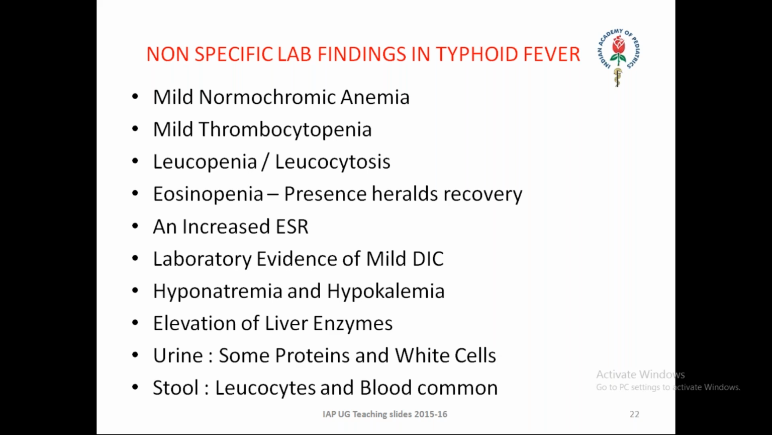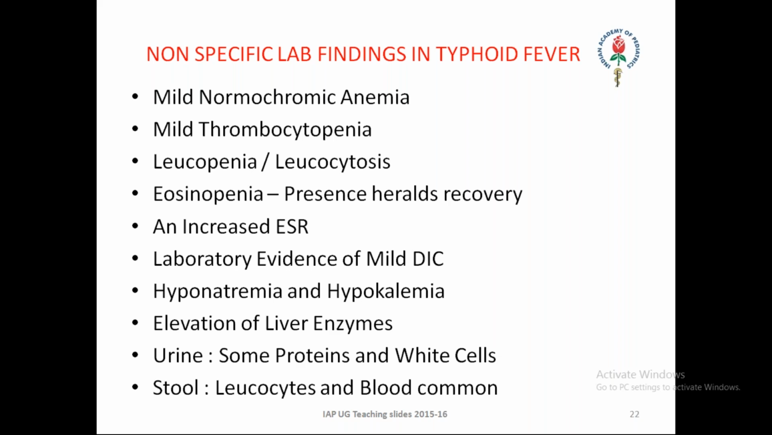Laboratory evidence of mild DIC, hyponatremia and hypokalemia may be present, elevation of the liver enzymes, and urine may show some proteins and white cells, stool leukocytes, and blood. So mild DIC is a feature of enteric fever. And for thrombocytopenia, we have to rule out other conditions also, like dengue, when the patient presents with fever and joint pains, weakness, jaundice. Leukopenia is one of the manifestations of typhoid.